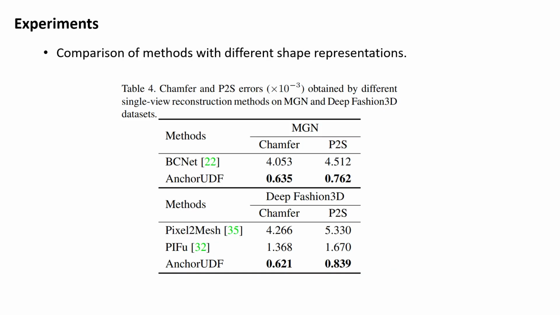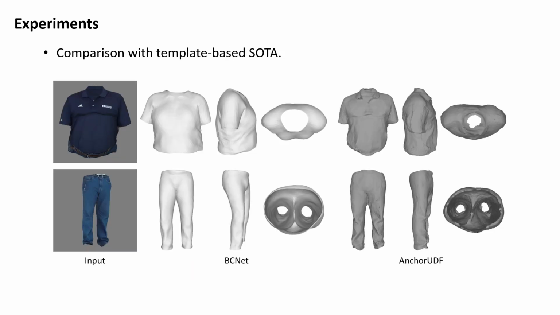Next, we compare our method against single-view 3D reconstruction methods with different shape representations, including BCNet, Pixel2Mesh and PIFu. As listed in Table 4, our Anchor UDF obtains the lowest reconstruction errors on both datasets. This figure qualitatively compares our method with BCNet, which represents garment shapes using template meshes on the MGN dataset. Although such a template-based method can recover garment shapes with open surfaces, it tends to produce overly smooth surfaces and loses lots of geometric details.